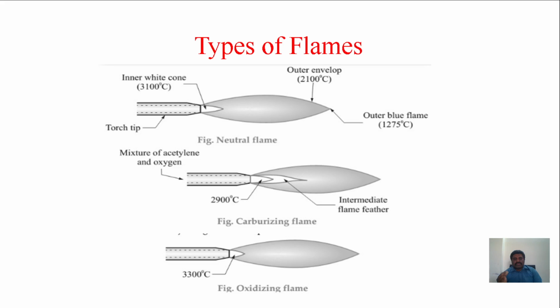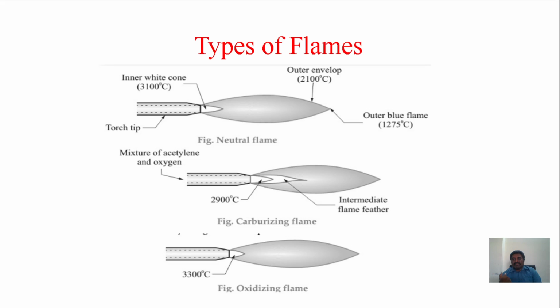Now coming to the carbonizing flame. Here the mixture of acetylene and oxygen has more acetylene compared to the oxygen. The ratio of acetylene gas is more compared to the oxygen, so a chemical reaction also takes place. The metal can absorb carbon during welding. That is the carbonizing flame.